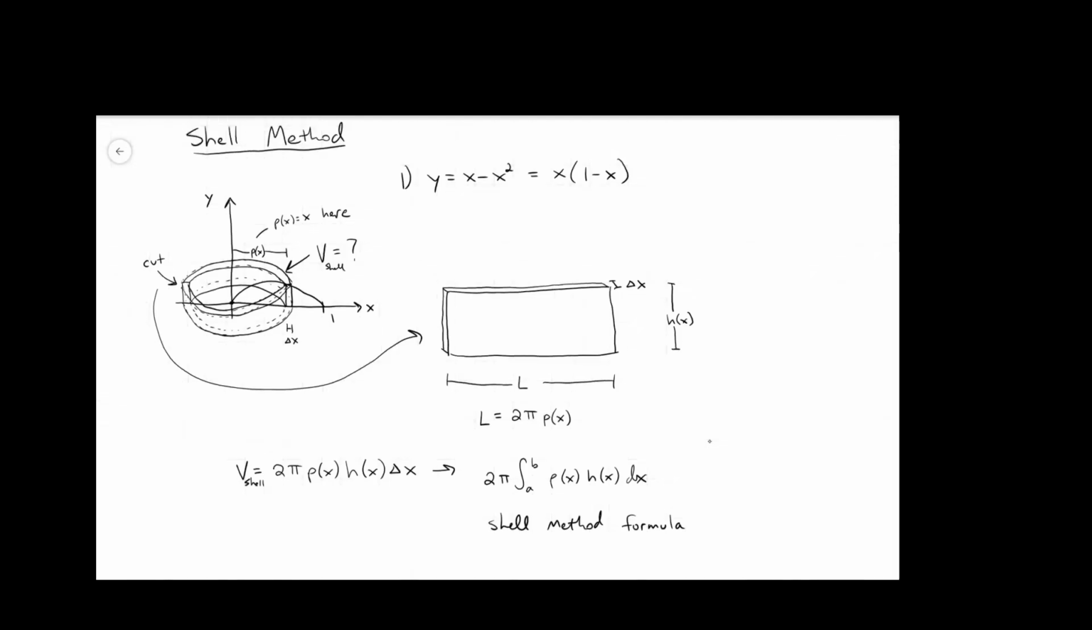Any questions about the derivation of this shell method formula? Everybody kind of see how that's working? It's a bit more complicated than the disk and the washer method, but if you think about it, it makes sense how we figured that out. Any questions on that? Okay, if not, then let's do that first problem. I'm going to go ahead and clear this out and write it again.